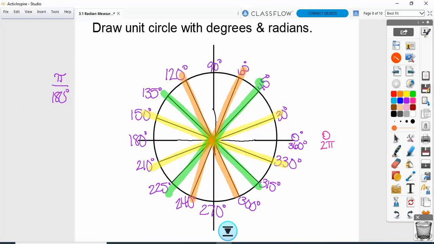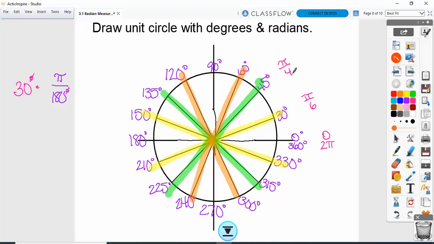Okay, 30 degrees. So if you did 30 degrees times pi over 180, so it's 30 over 180. What's that reduced to? So we'll write that as pi divided by 6. All right, 45. Should get 1/4, so we'll write that as pi divided by 4.